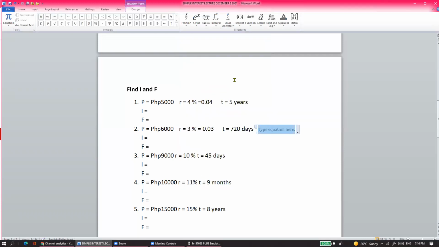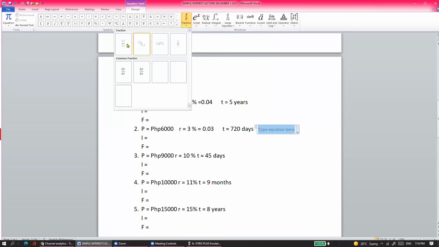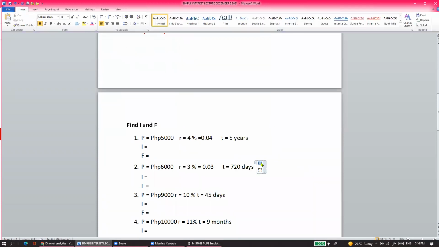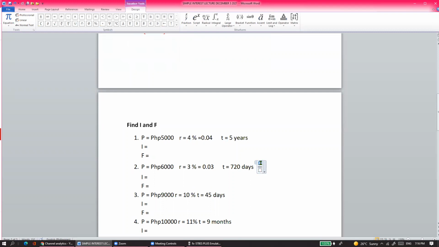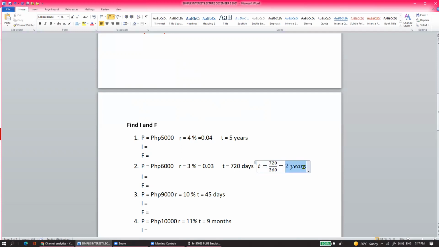Okay, so I will type 720. But definitely, I will divide it by 360. So what will be the value? I think this is equal to exactly 2 years. Because 720 divided by 360, that is 2 years. So ibig sabihin, ang time natin, kapag kinonvert natin sa years, ang value is 2 years. So ibig sabihin, yung 2 years ang gagamitin natin kapag nag-calculate tayo.